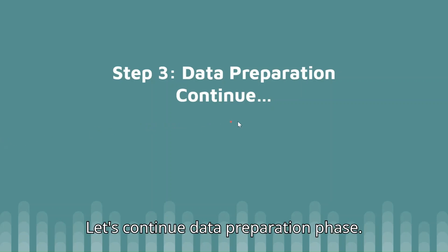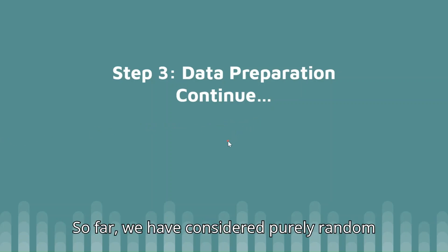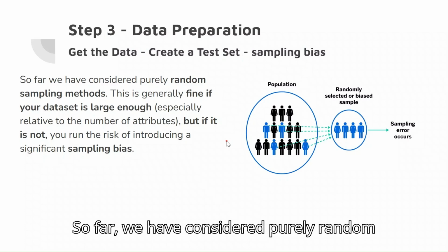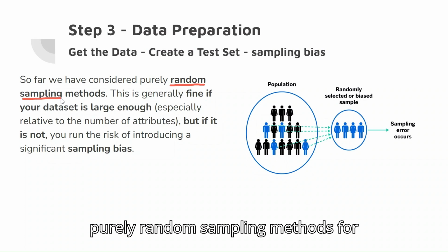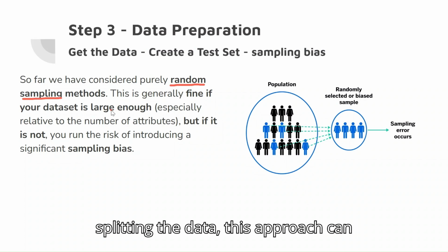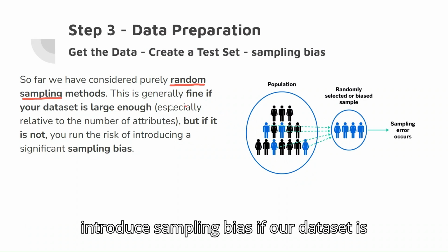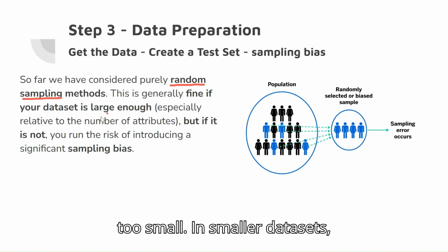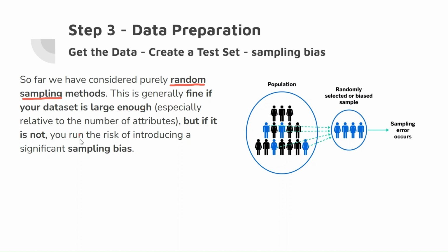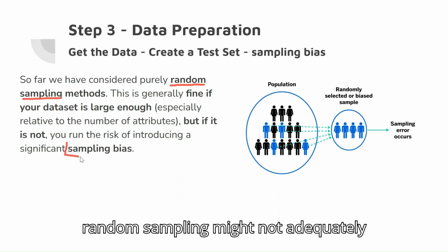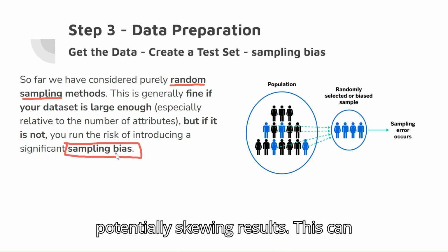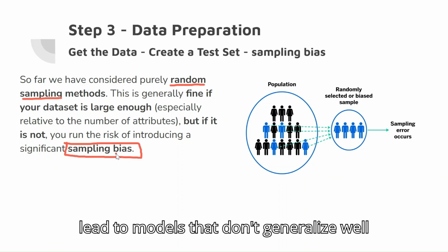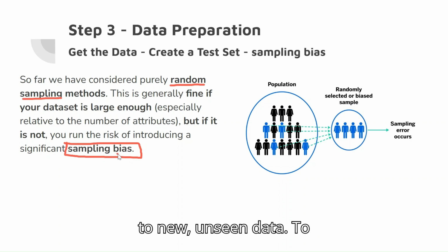Let's continue the data preparation phase. So far we have considered purely random sampling methods. While we've been using purely random sampling methods for splitting the data, this approach can introduce sampling bias if our dataset is too small. In smaller datasets, random sampling might not adequately represent the overall population, potentially skewing results. This can lead to models that don't generalize well to new, unseen data.